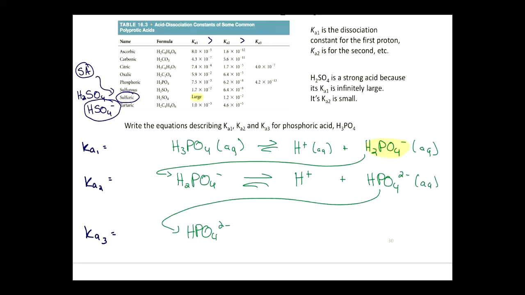This thing is going to act as an acid. It's going to pop off that H plus. But now what's left over is PO4 3 minus, aqueous. And so all of these expressions, all of these chemical equations have different K values.